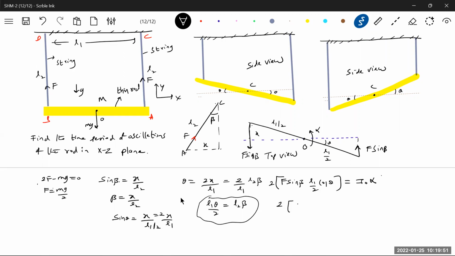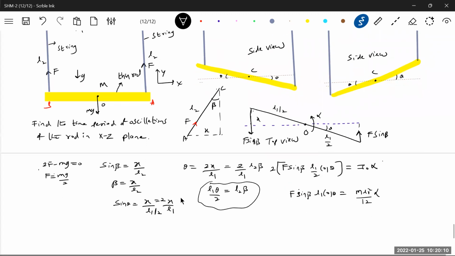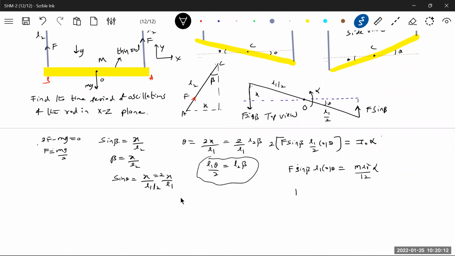What is F? F should be equal to mg by... let me write one more equation, no problem. This will become F sine beta L1 cos theta equal to m L1 square by 2l into alpha. What to do with beta? This I'll replace.